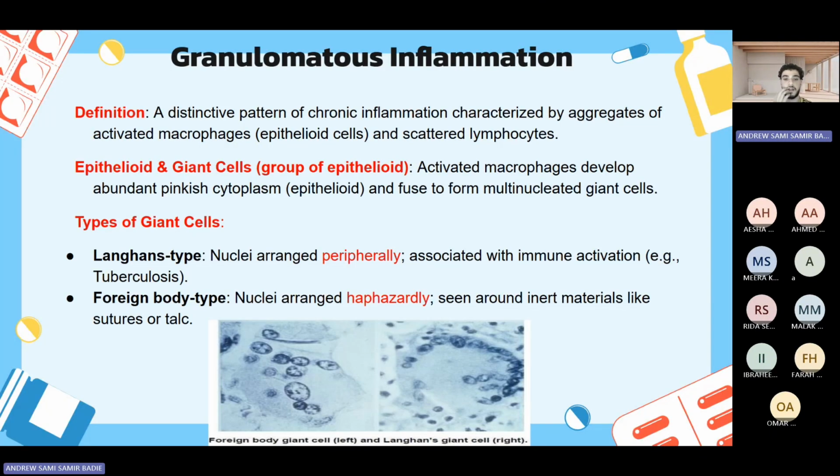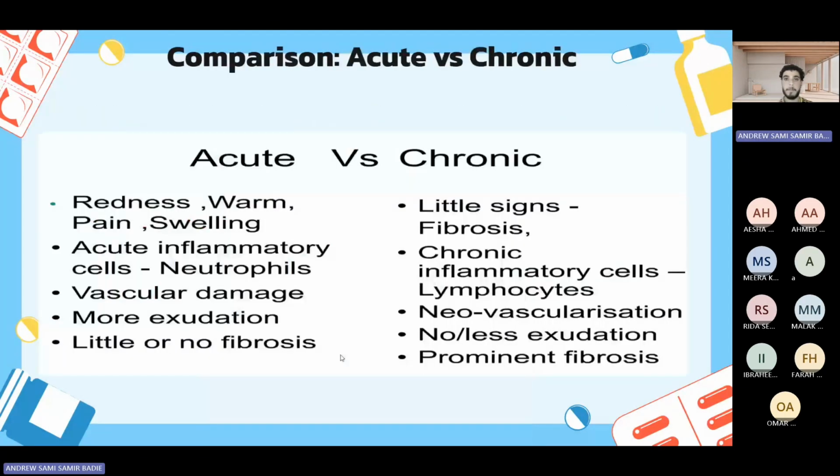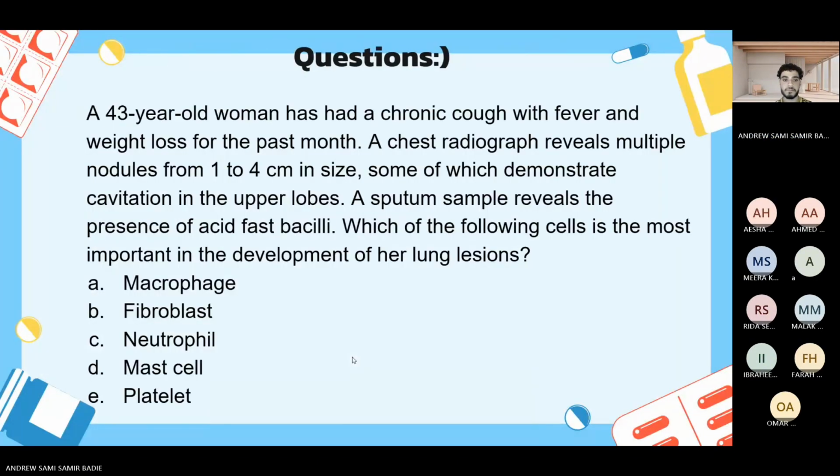With foreign body giant cells, if you have a foreign body inside of you, for example a knife in your arm, and you take a biopsy of this, you're going to see the nuclei arranged haphazardly or randomly. You can see these epithelioid or giant cells. This is a comparison overall of acute versus chronic. Know these differences as well.